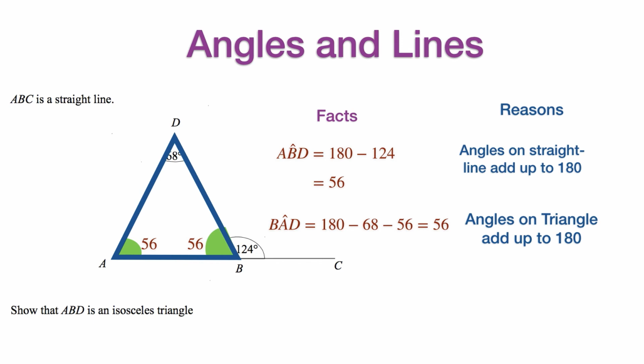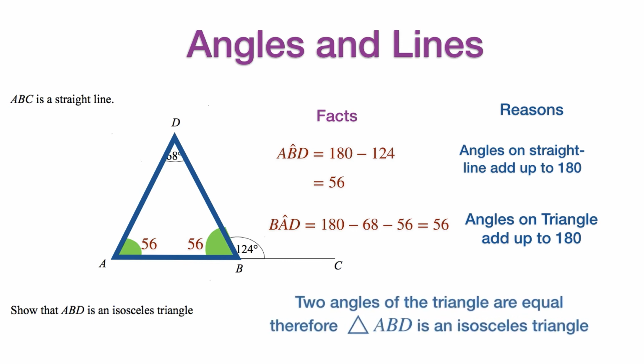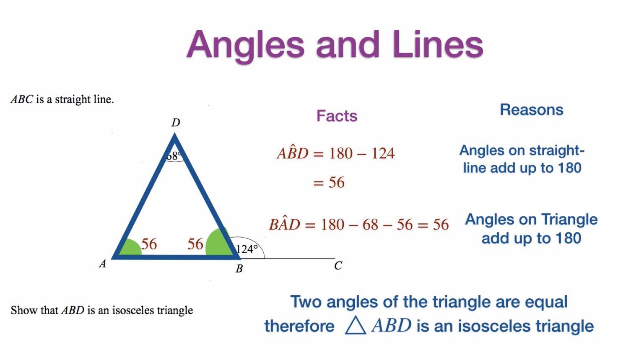As you can see, two angles in the triangle are now equal to 56 degrees. This can only happen when the triangle is an isosceles triangle. Therefore, we have proven that triangle ABD is an isosceles triangle.